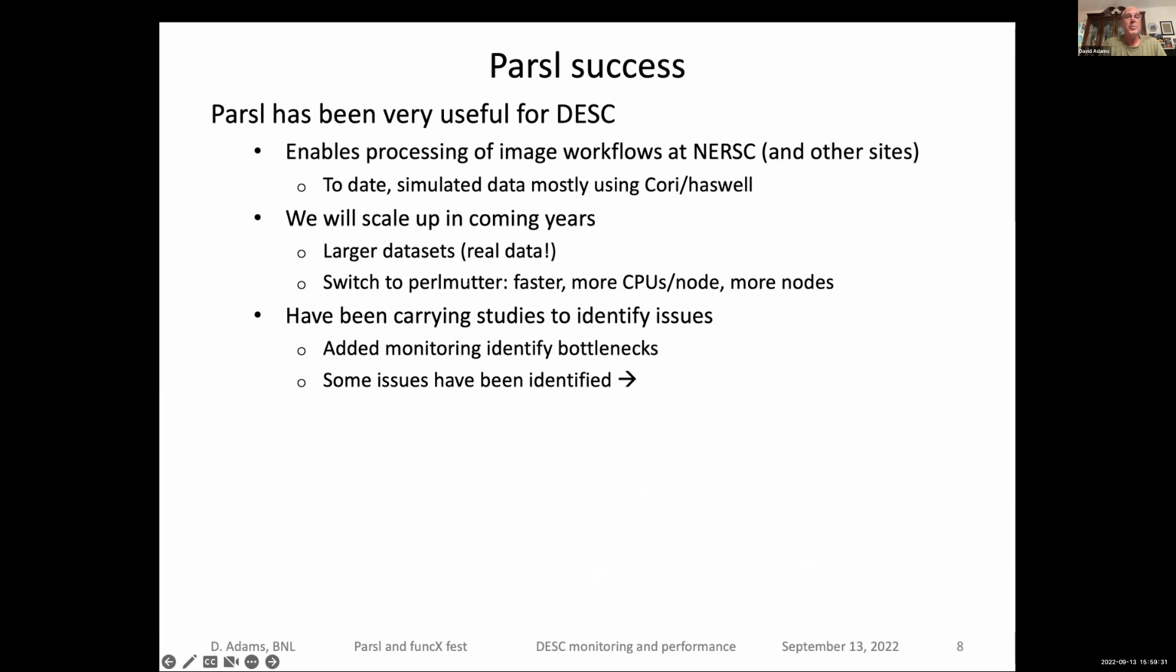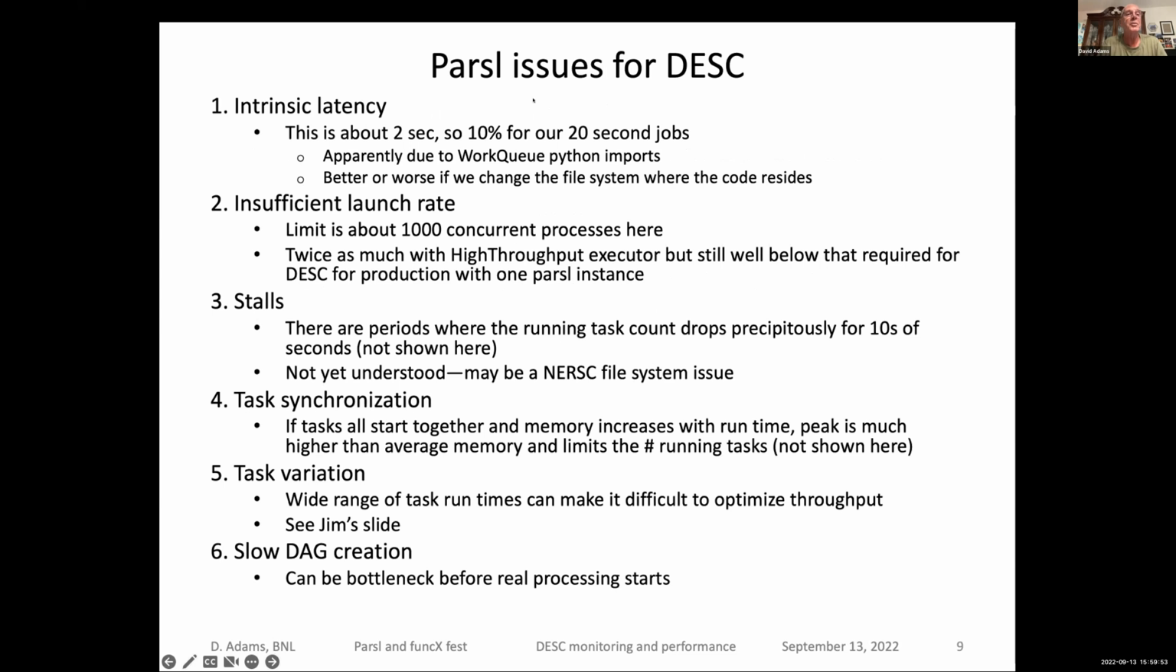And we're going to be switching to Perlmutter, which is faster, has more CPUs per node, and we'll be using more nodes. So we've been carrying out studies to identify what issues might arise when we do this. We added the monitoring to try to find when we have bottlenecks, to see where we have problems, and then what's causing the problems. Some issues have been identified, and those are listed on the next page.